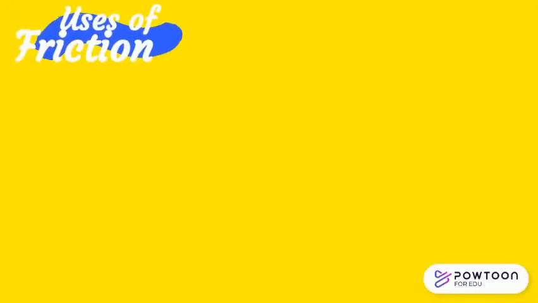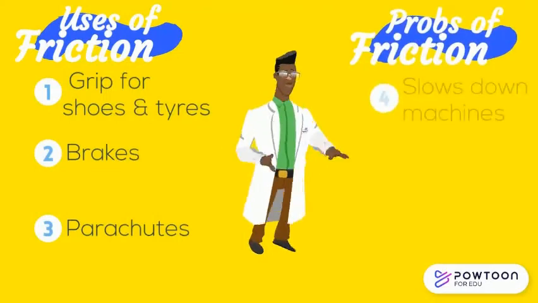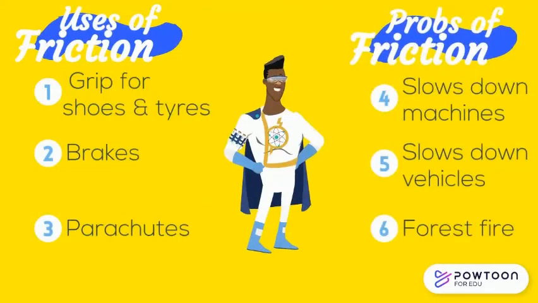So, the uses of friction are grips for shoes and tires, brakes, and parachutes, while some of the problems of friction include that it slows down machines and vehicles, and it's also the cause for forest fires.